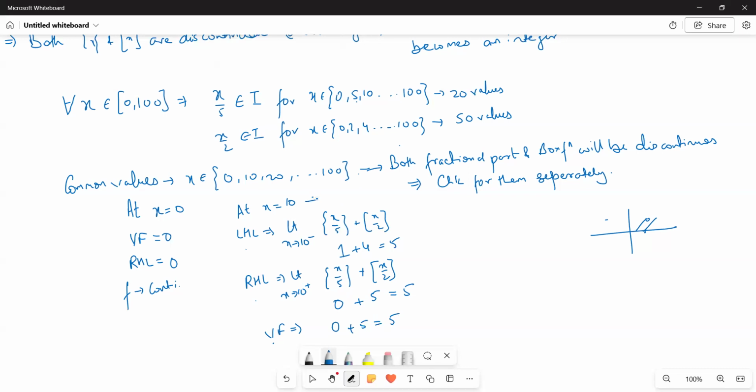So what can we say about x equal to 10? The function is continuous. Okay. So at all the common values, what will happen from here? What can we conclude for all common values? The function will be continuous at all common values. So which means then, how many points of discontinuity will we have?